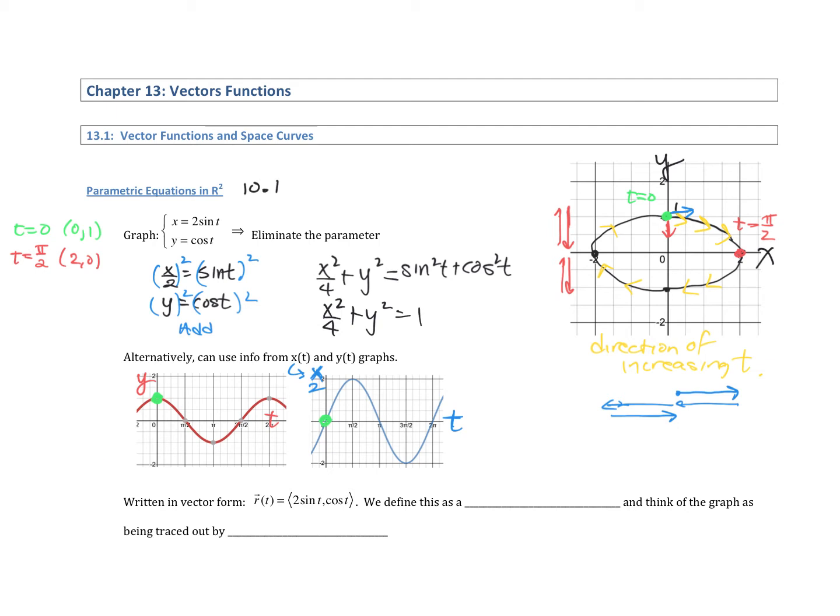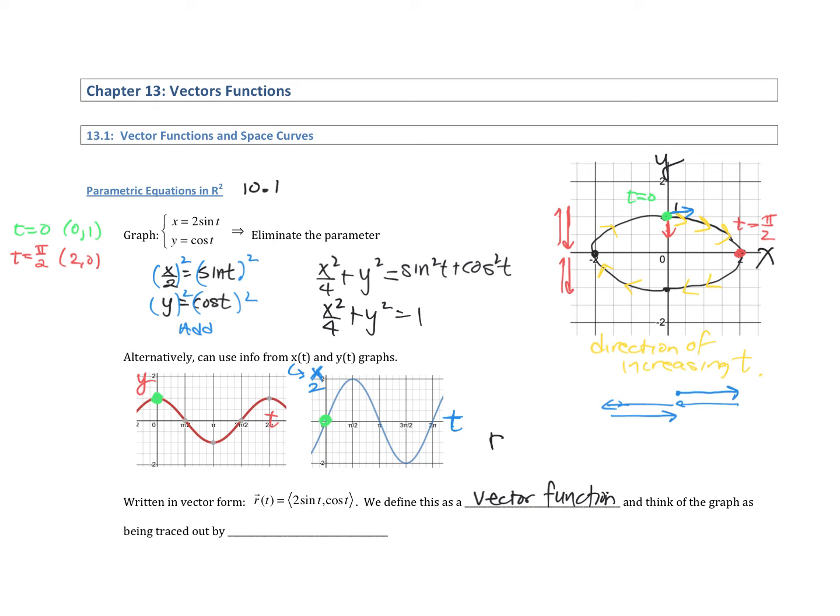This technique, we learned it back in 10.1. We maybe didn't use it quite as much, but we're going to need it here when we move into 3 dimensions. All right, so this is old news. What does this have to do with a vector function? If we take these two equations and we write them as a vector, that's how we're going to define what's called a vector function. So we're going to treat this like a function where we put in a value, but what we get out is a vector.